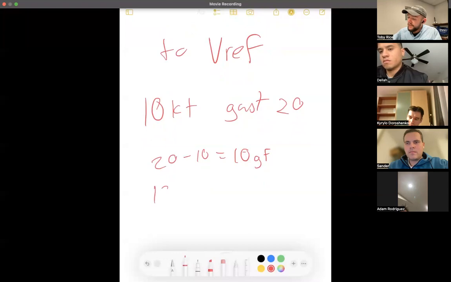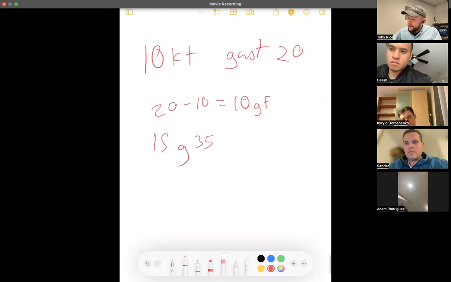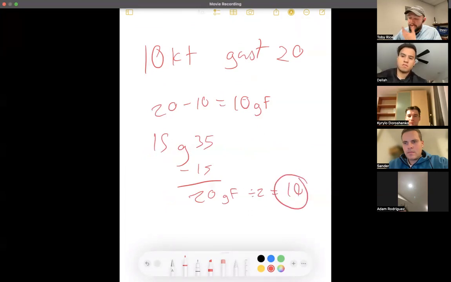Alternatively, if the wind is 15, gusting to 35, 35 minus 15 is 20, so 20 is the gust factor. Half of 20 is 10, so your gust correction would be 10 there as well. So you'd fly 10 knots faster on your VREF. If VREF is 60, you'd fly 70 on final.